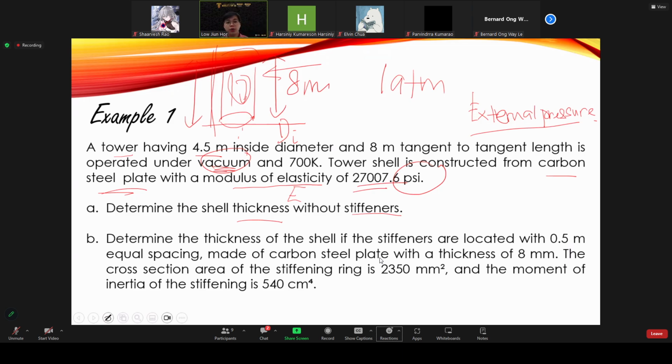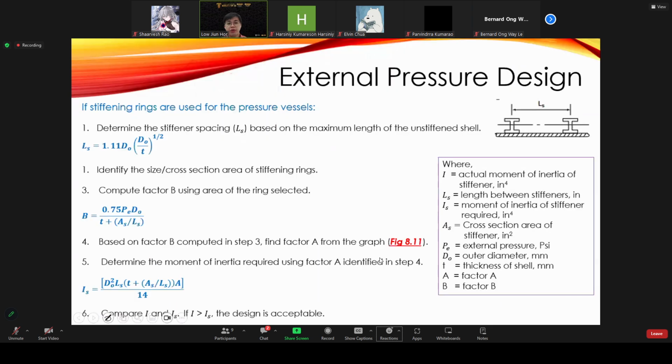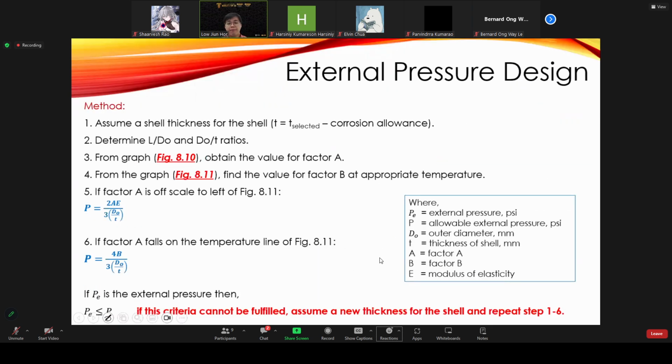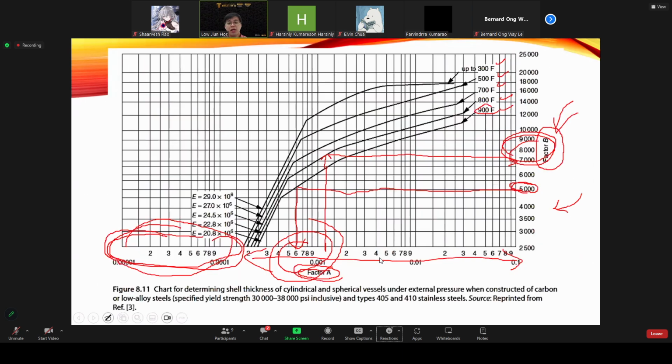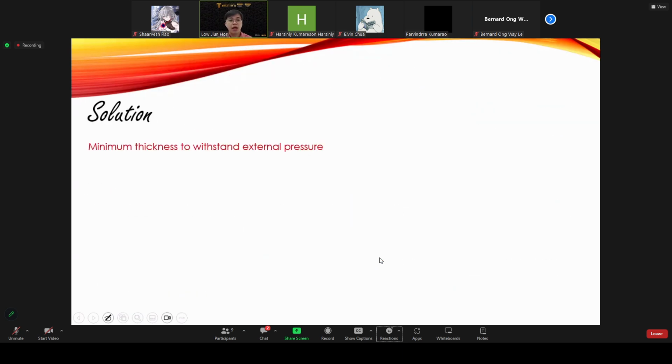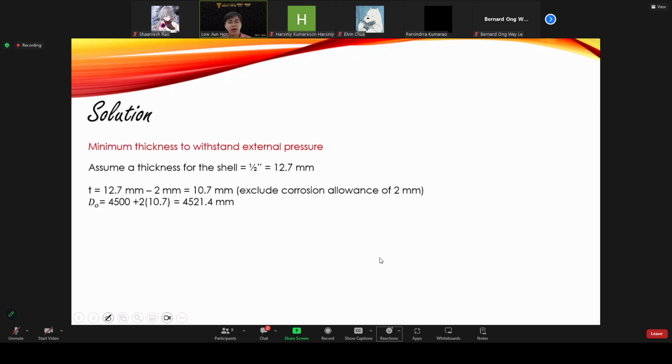Since we know this is external pressure, and we just want to increase the thickness without using any ring, we can refer to the steps that I listed out here in order to calculate the thickness. Remember, this one is for when we install the ring. First, we need to assume a thickness. In this case, we assume 0.5 inch. Double prime means inch.